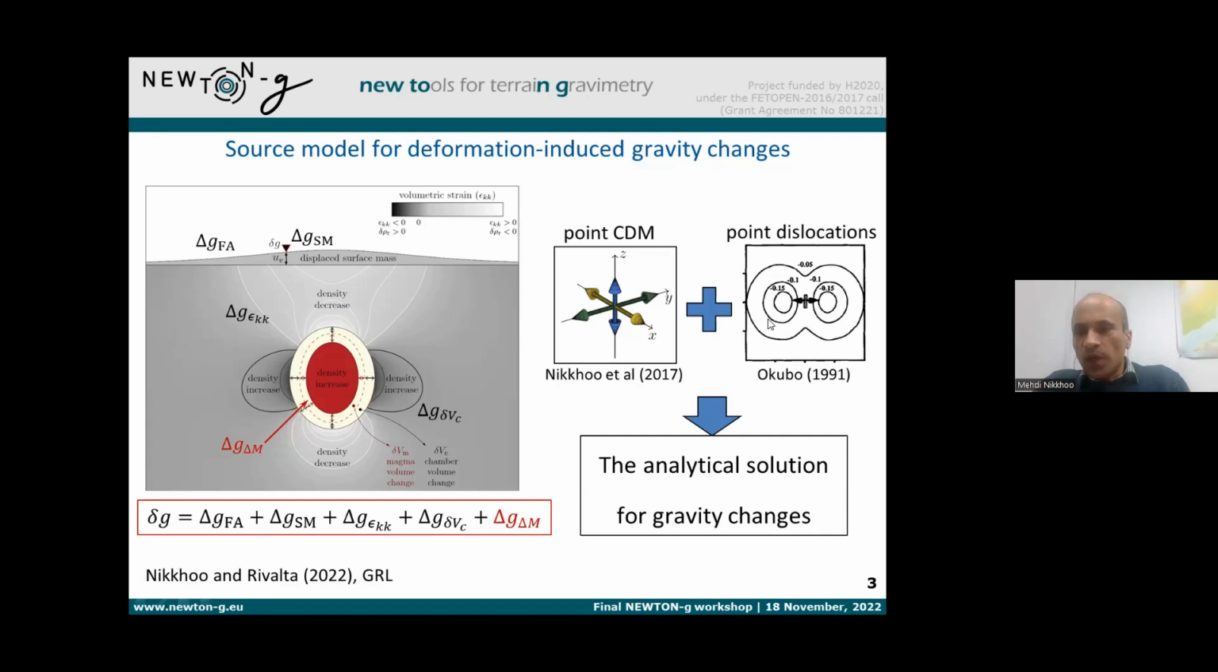We use this solution together with Okubo 1991 solution, which was developed to calculate the gravity changes associated with these locations. And this way we could develop an analytical solution for gravity changes associated with triaxial point sources.